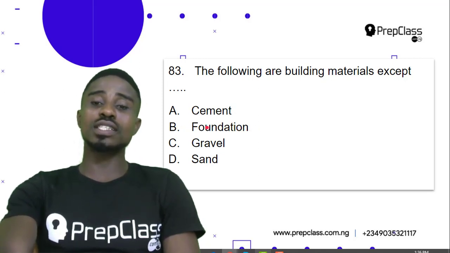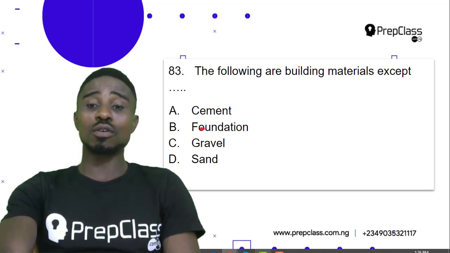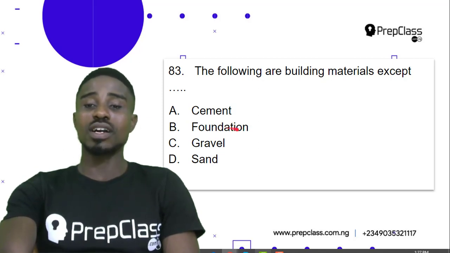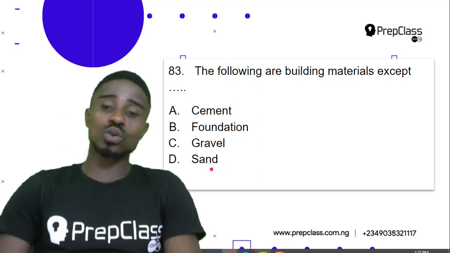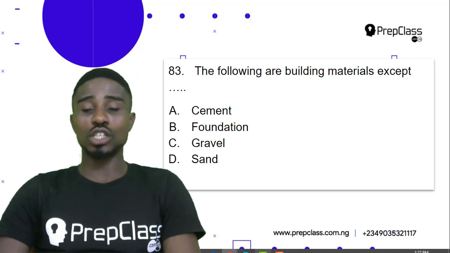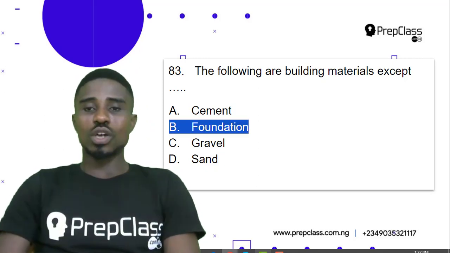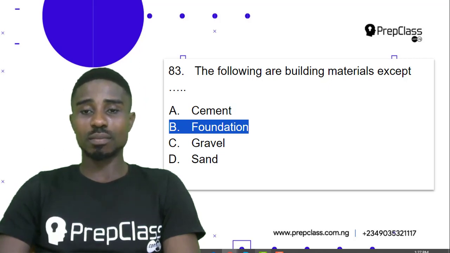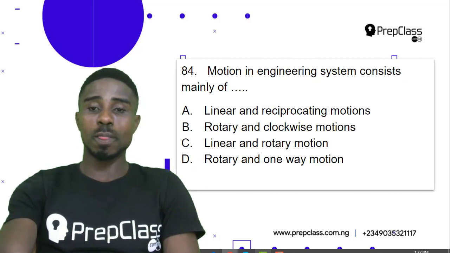Rather, foundation is a part of a building. In essence, to be specific, the first part of a building. So without the foundation, a building cannot stand. So foundation is not a building material. Gravel as well is a building material. Likewise, sand is also a building material. So our correct answer will be option B, foundation. Let's check it out. Question 83, option B, foundation, is our correct answer. Let's look at the next question.